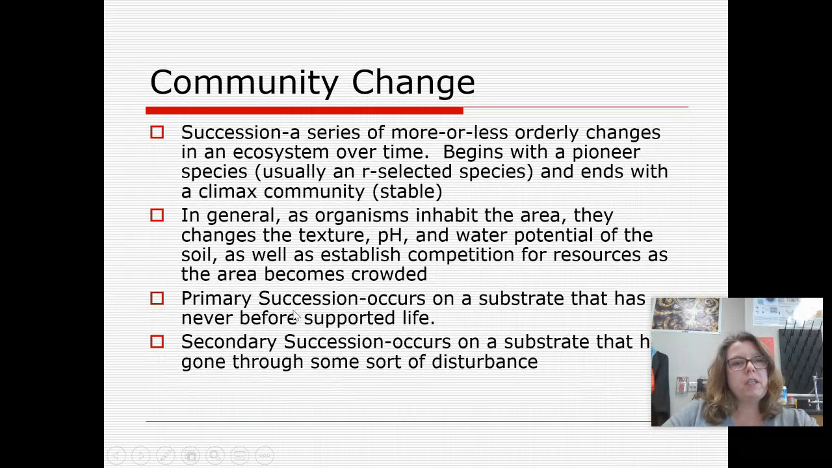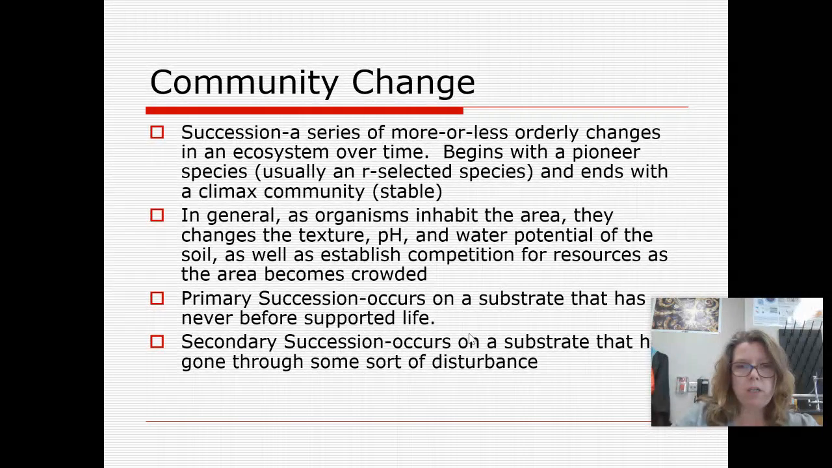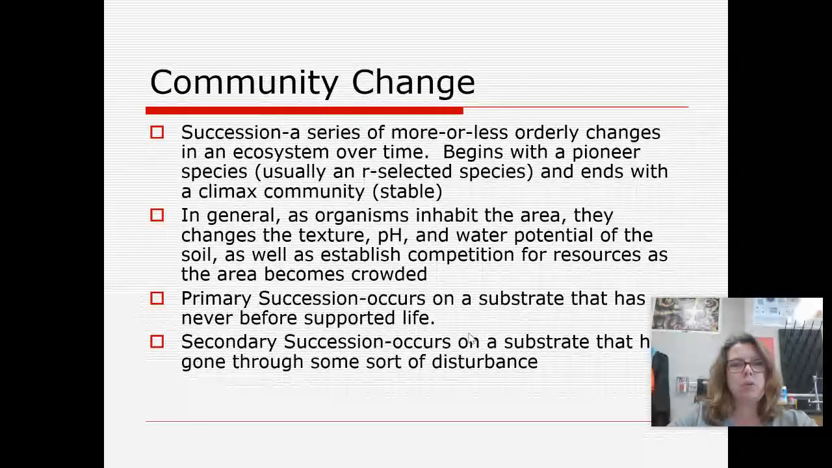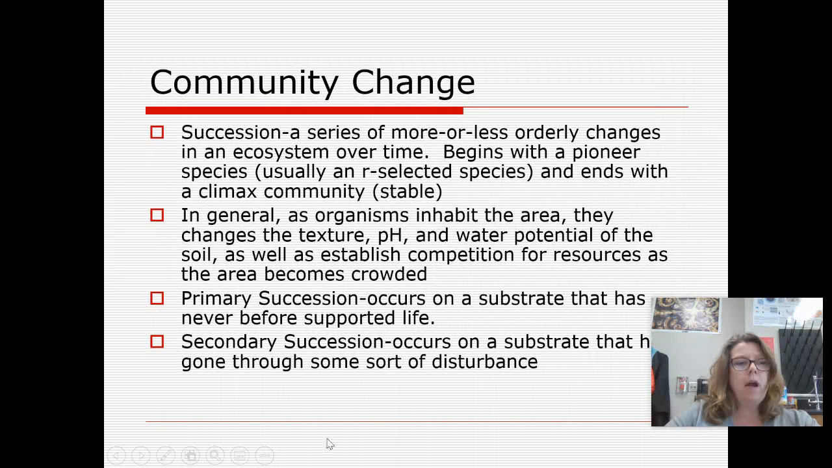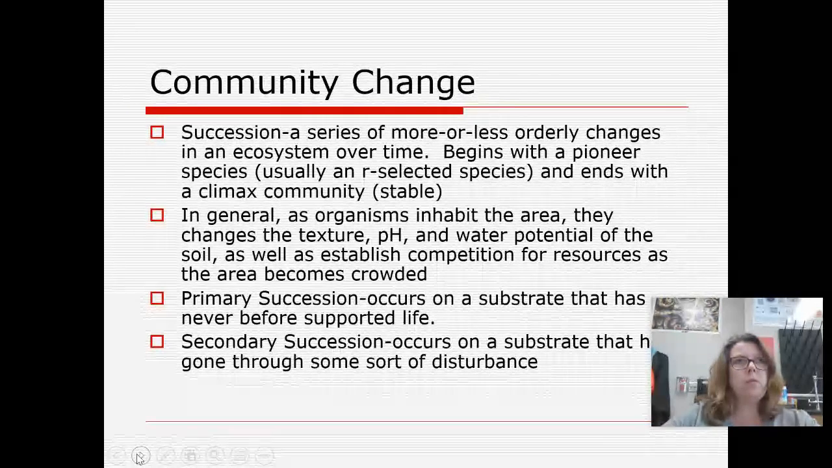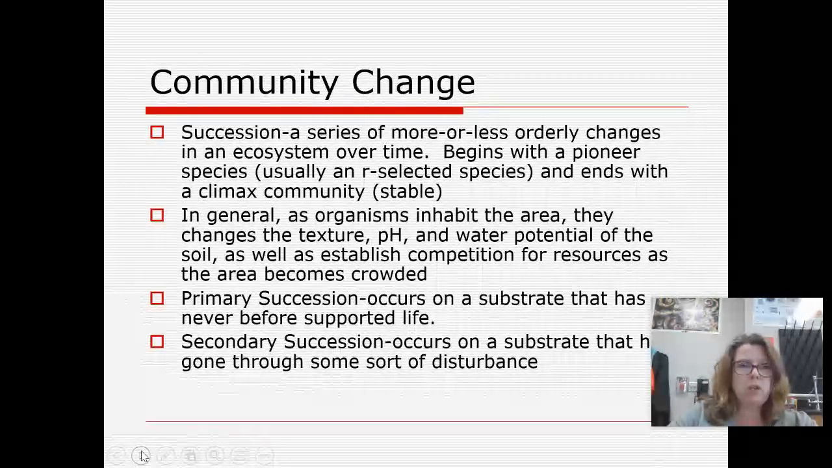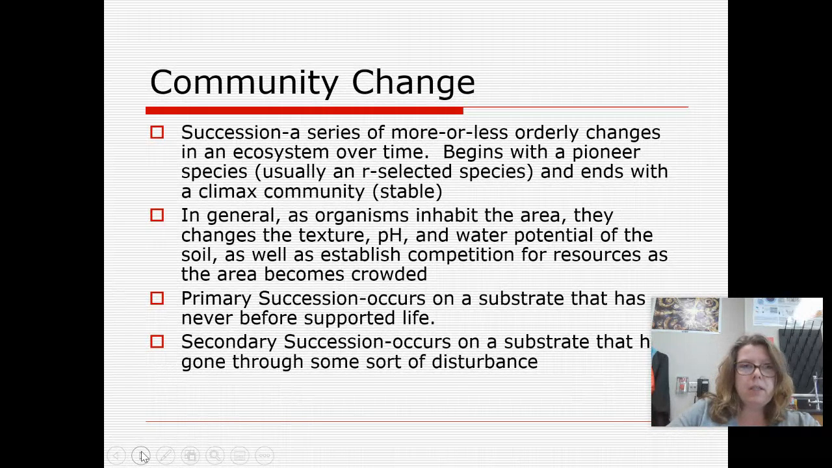Primary succession is succession where there's an area that's never supported life before, like a volcanic eruption creating a new island. That's where primary succession is going to occur. Secondary succession happens in an area that's already supported life, but there's been a disturbance of some sort. And so the replacement of the community back to its natural state is done by succession.